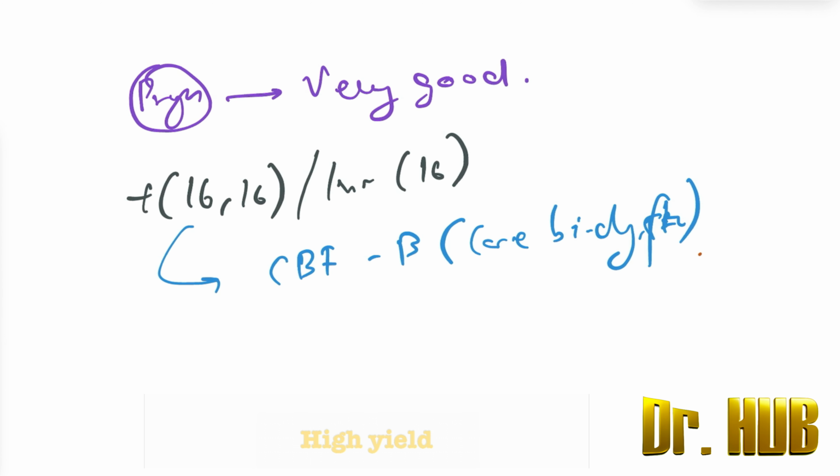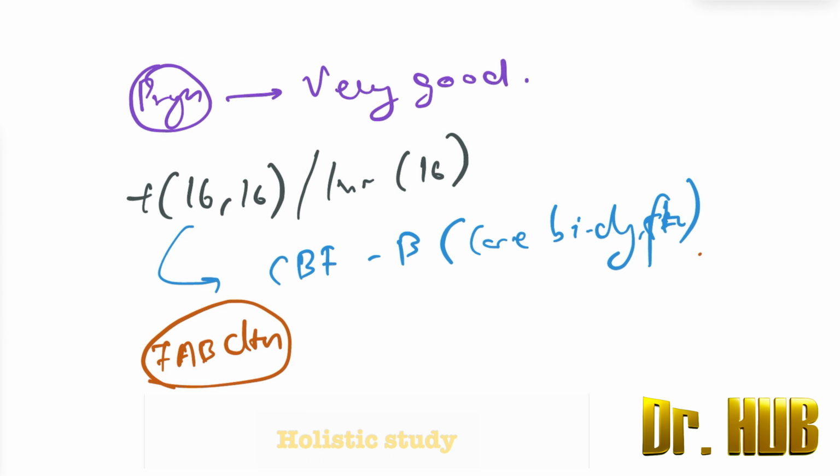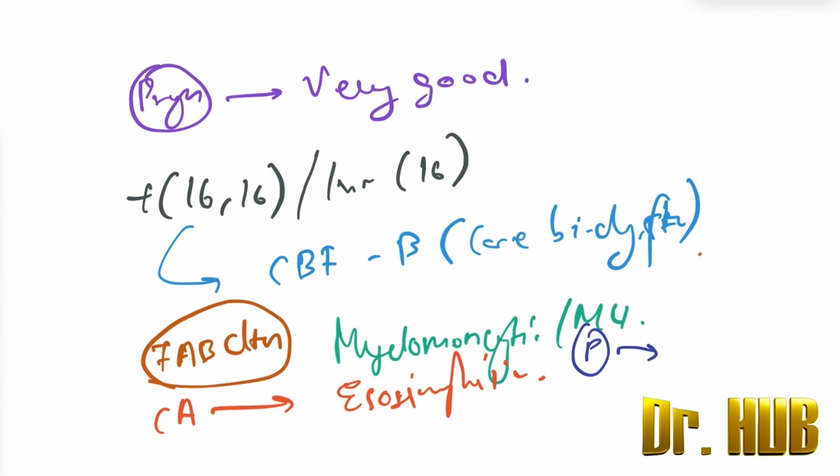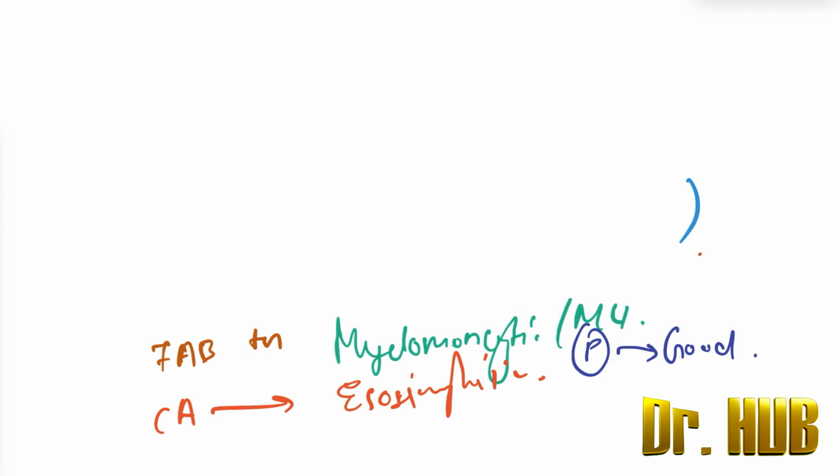Now when we're looking at the FAB classification, this comes under myelomonocytic, that is M4. Next we look at the clinical association. In terms of clinical association, it is eosinophilia. And what about the prognosis? Prognosis is good. So this was about the important translocations in case of the AML.